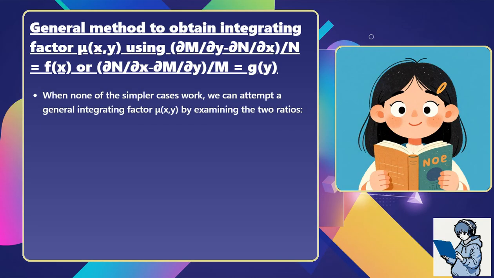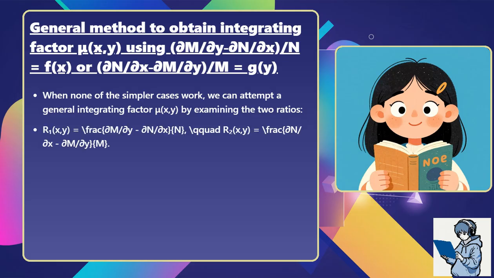When none of the simpler cases work, we can attempt a general integrating factor mu of x comma y by examining the two ratios. R1 of x comma y equals the partial of M with respect to y minus the partial of N with respect to x, all over N.